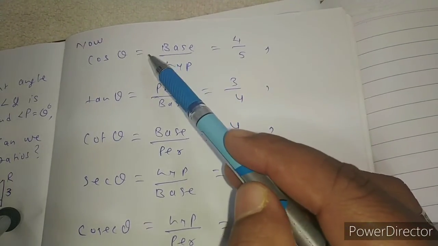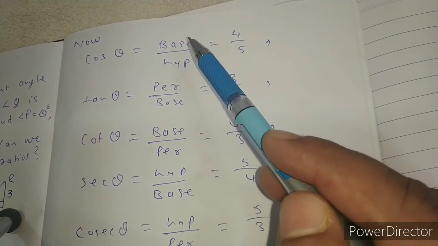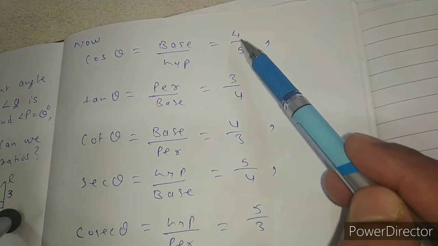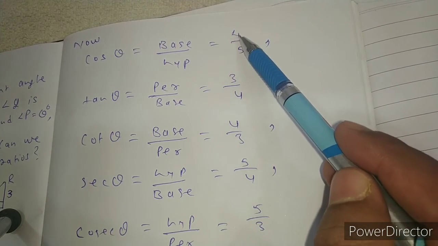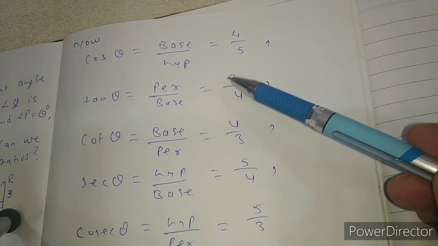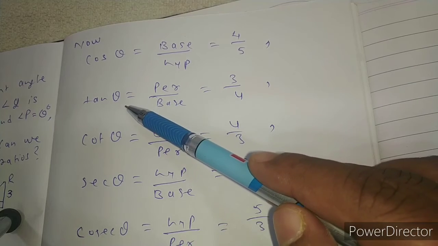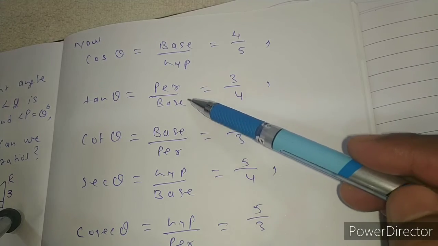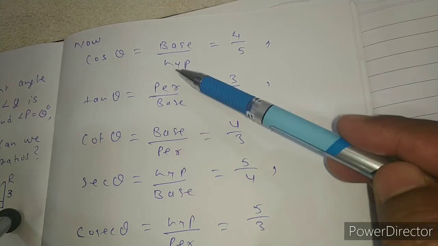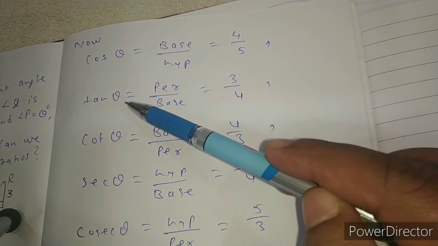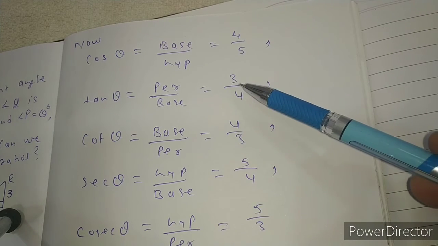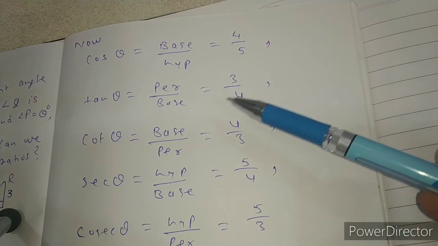So cos theta is equal to, from the last classes we know, base upon hypotenuse, which means 4 upon hypotenuse 5, so 4/5. The next trigonometric ratio is tan theta. Tan theta is equal to perpendicular upon base. How do I know this? In the last classes we already discussed. Tan theta is equal to perpendicular upon base, which means perpendicular is 3, base is 4, so 3/4.